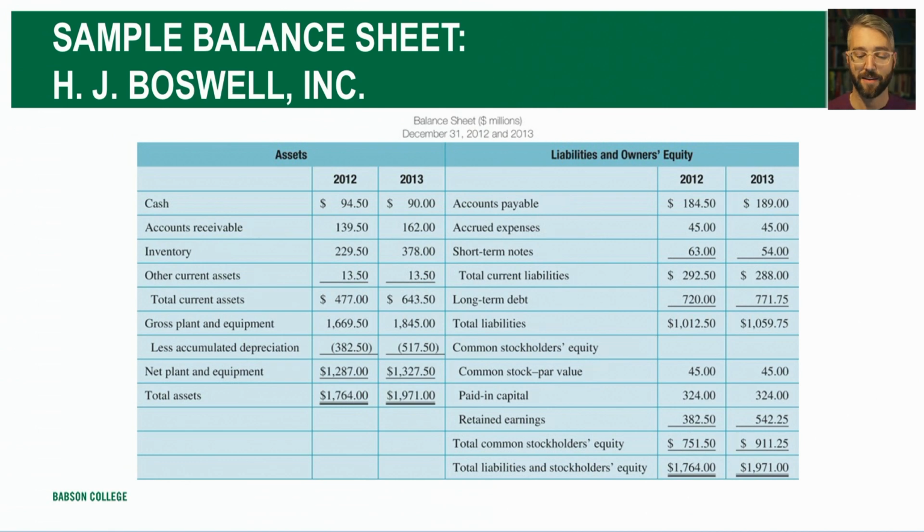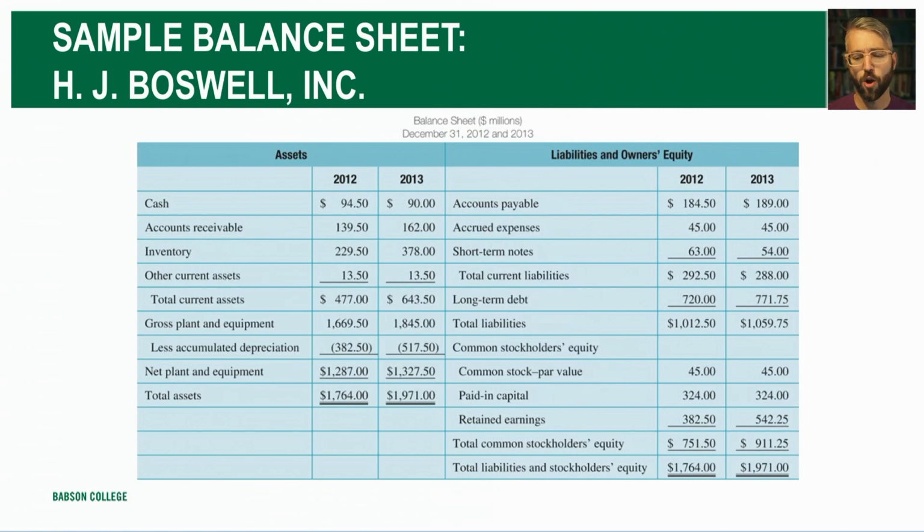And what's nice about having two balance sheets next to each other and lined up this way is that we can compare changes. So we can see, for example, that from the end of 2012 to the end of 2013, the cash position that Boswell had went down by $4.5 million from $94.5 million to $90 million. And that's the kind of change that's going to be investigated and explained further by looking at other financial statements, in this case, by looking at the statement of cash flows.